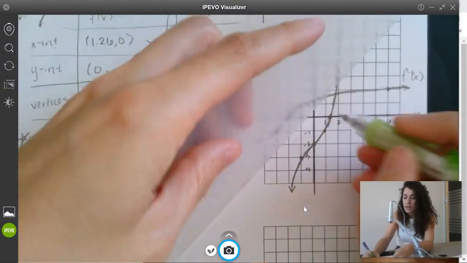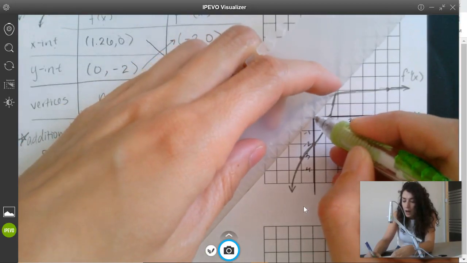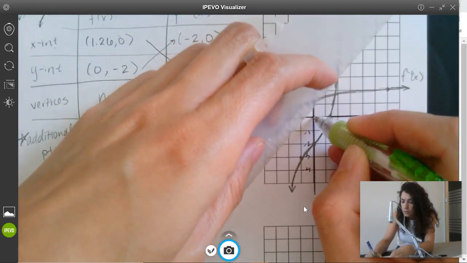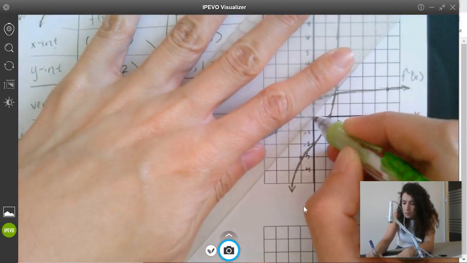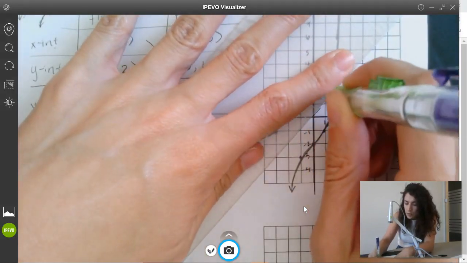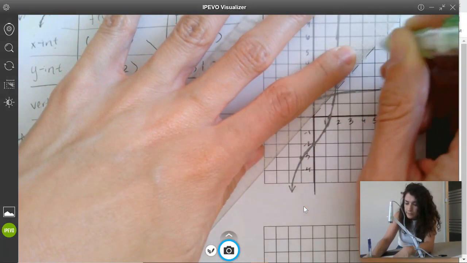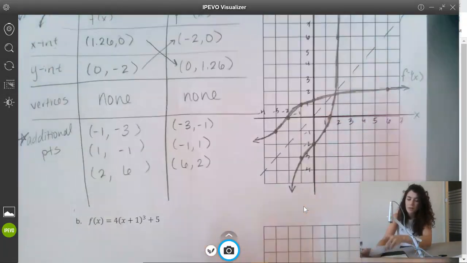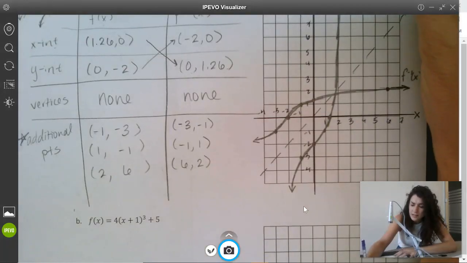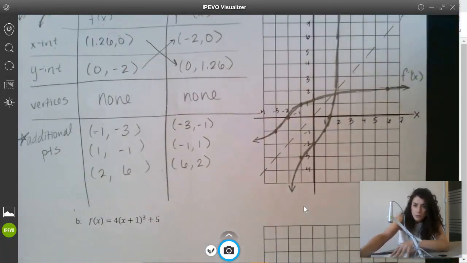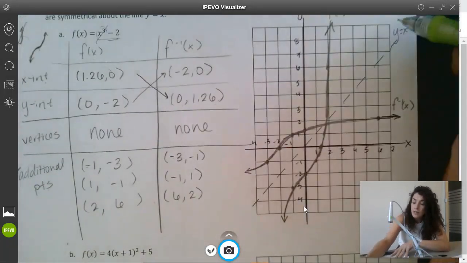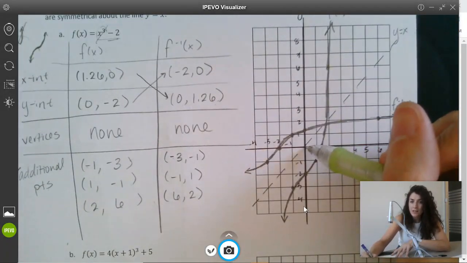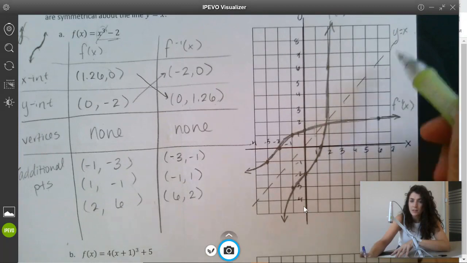If I were to draw in the line y equals x, which I don't know why I'm struggling with that. There we go. Ish. Y equals x, think about it as mx plus b. M is 1, b is 0. So y-intercept of 0, up 1, over 1 as our slope.